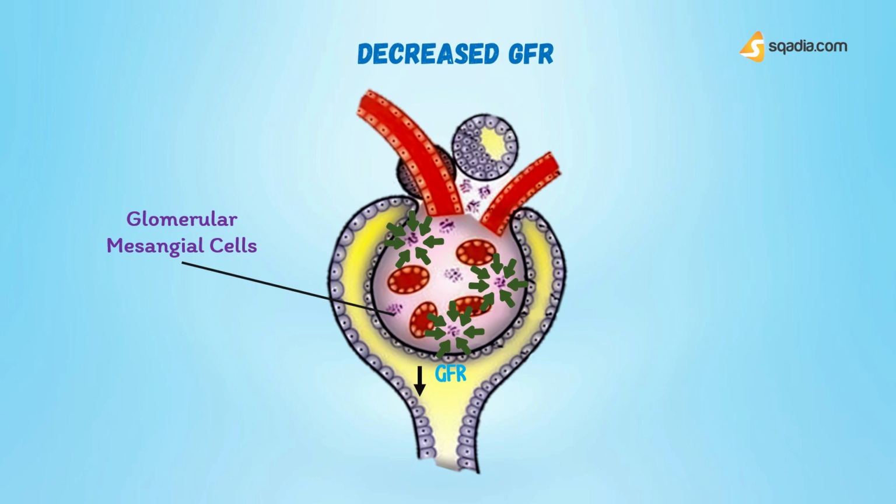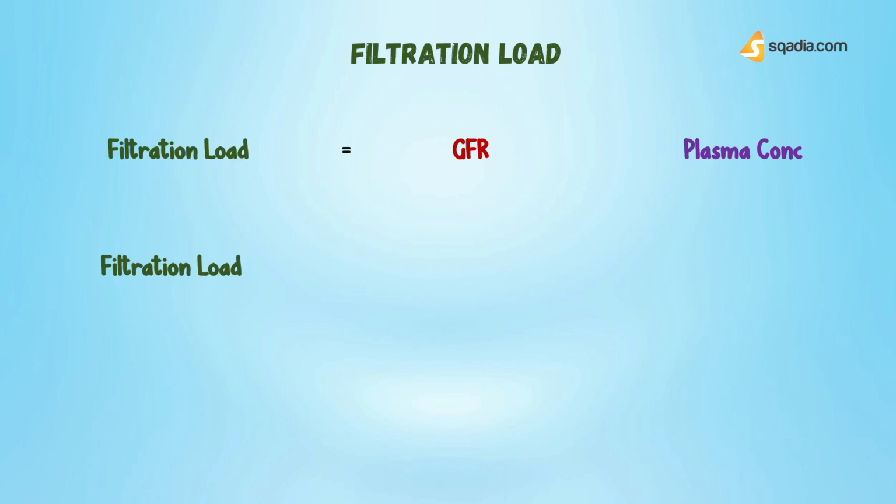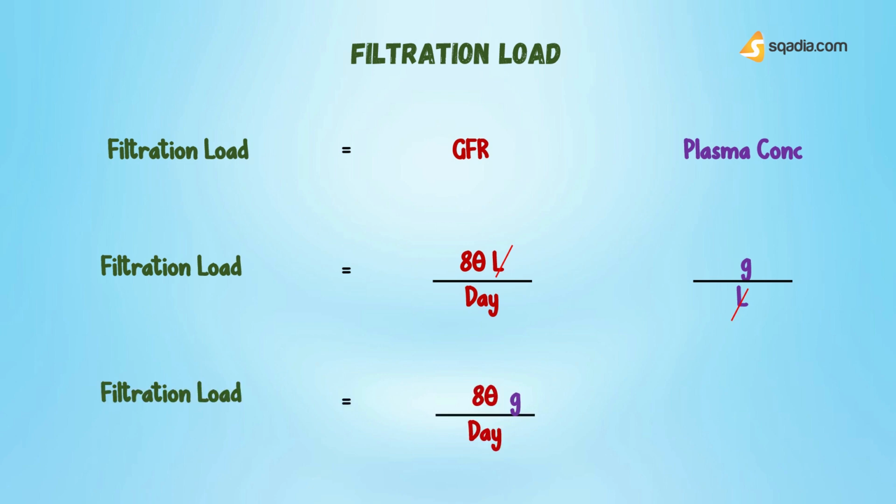It is possible to measure the total amount of any non-protein or non-protein-bound substance filtered into Bowman's space by multiplying the glomerular filtration rate by the plasma concentration of the substance. This amount is called the filtered load of the substance. For example, if the glomerular filtration rate is 180 liters per day and plasma glucose concentration is 1 gram per liter, then the filtered load of glucose is 180 grams per day.